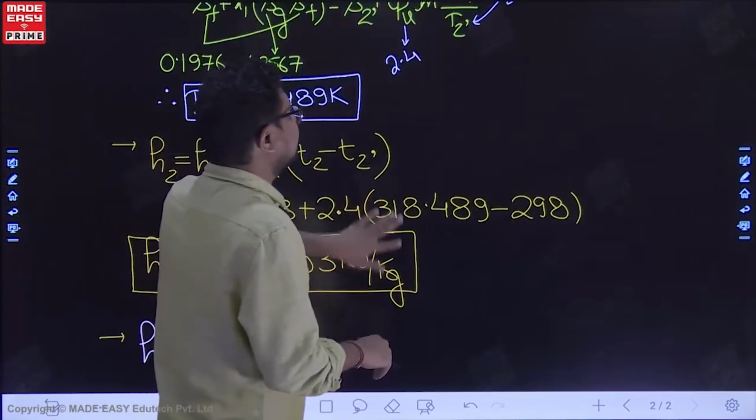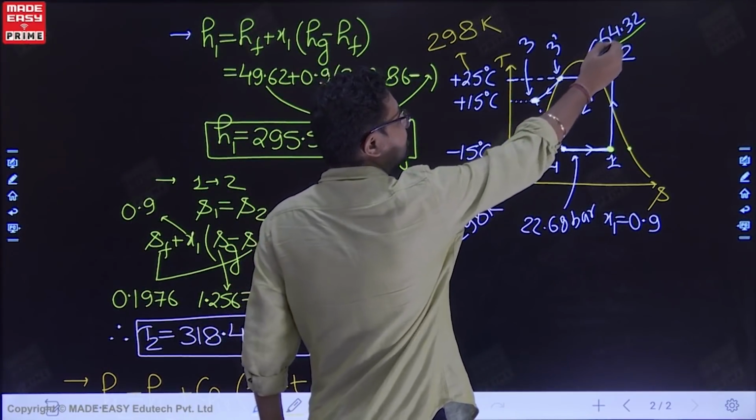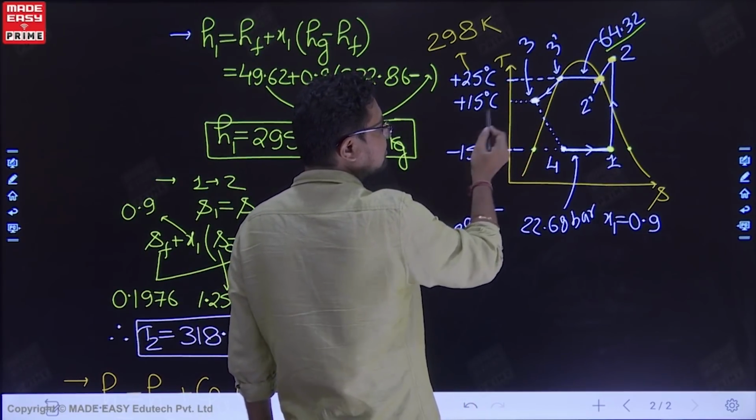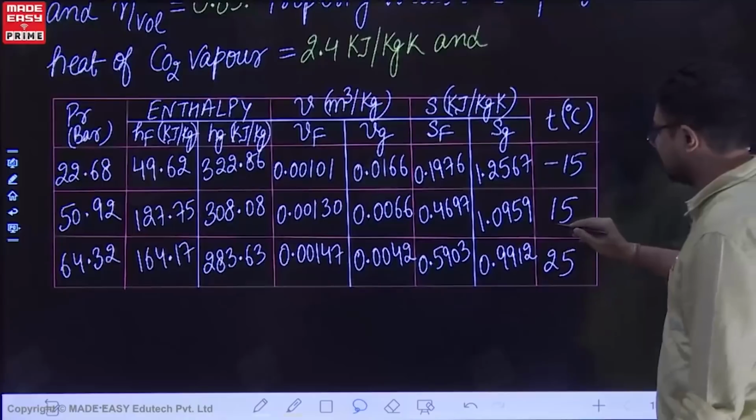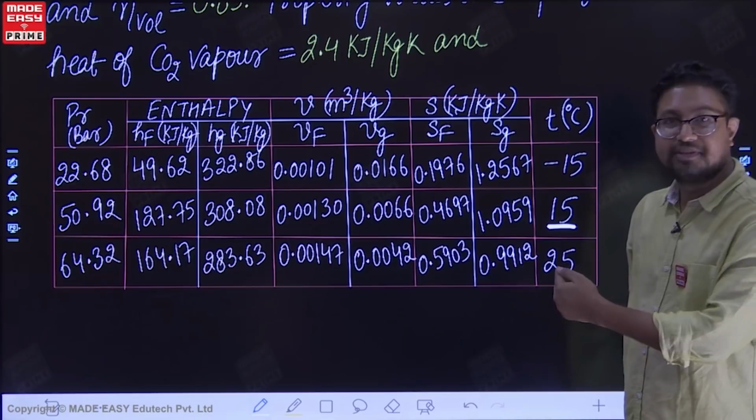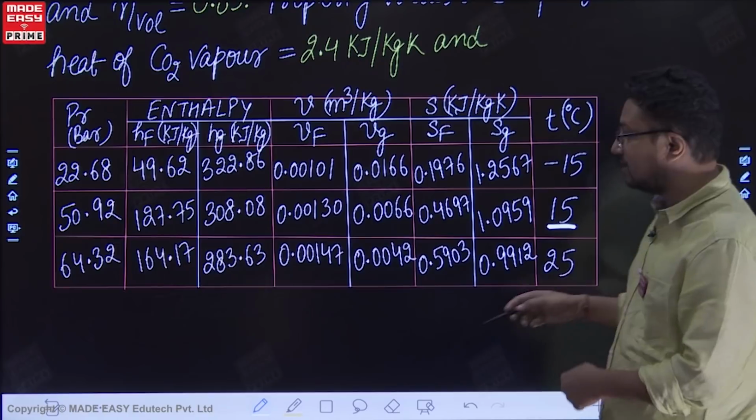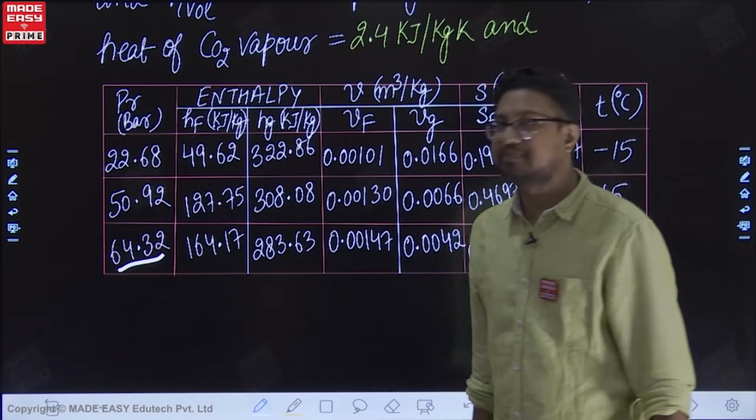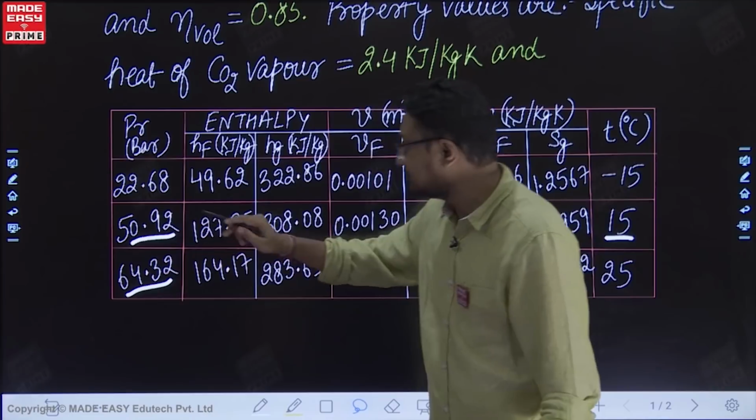At point 3, the pressure is 64.32. The temperature is 15. We have some data corresponding to 15, but that 15 degree data is not at 64.32 pressure. This data is not for this pressure. This data is for this pressure.